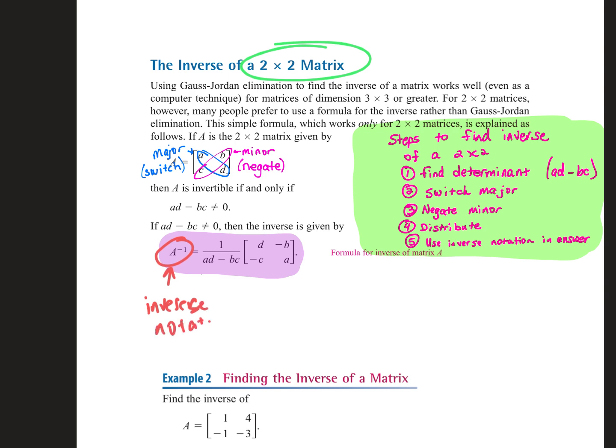And then we have this little fraction out here in front. If you notice, this fraction is 1 over whatever the determinant is. So you're going to set that up, determinant. And then the next thing you're going to do is say, okay, with the matrix that I was given, I'm going to switch the places of the values on the major axis. And I'm going to negate, which means change the sign on the stuff on the minor axis. So if it was positive, it's going to become negative or vice versa. Then we distribute and write our inverse notation.